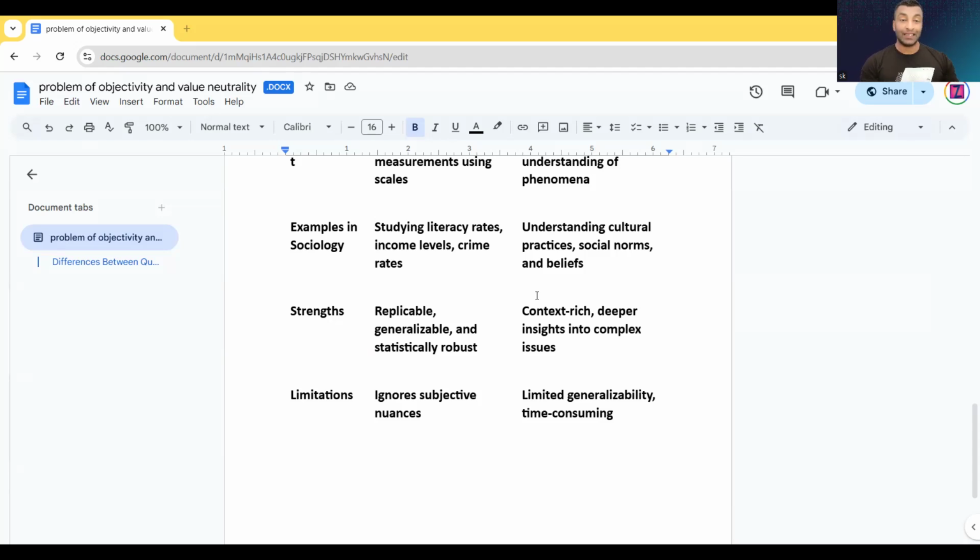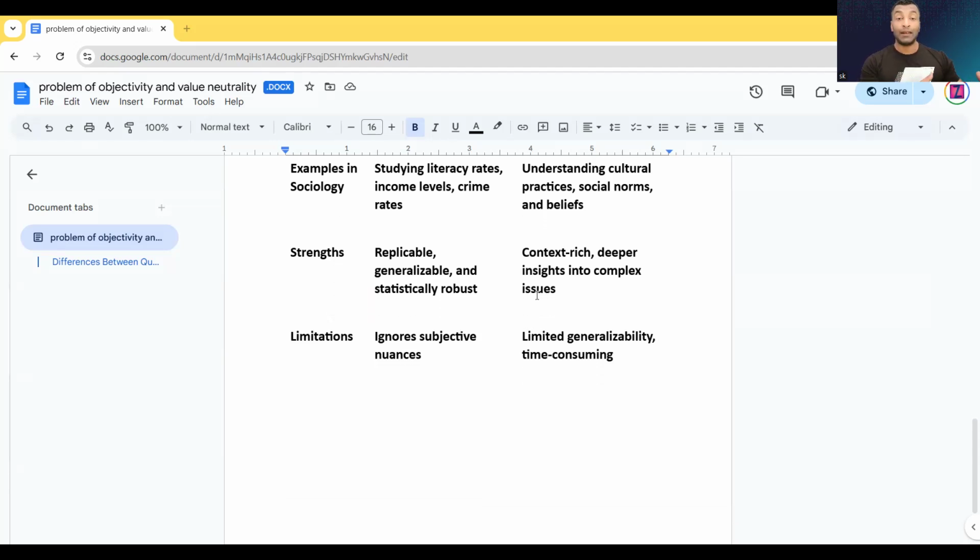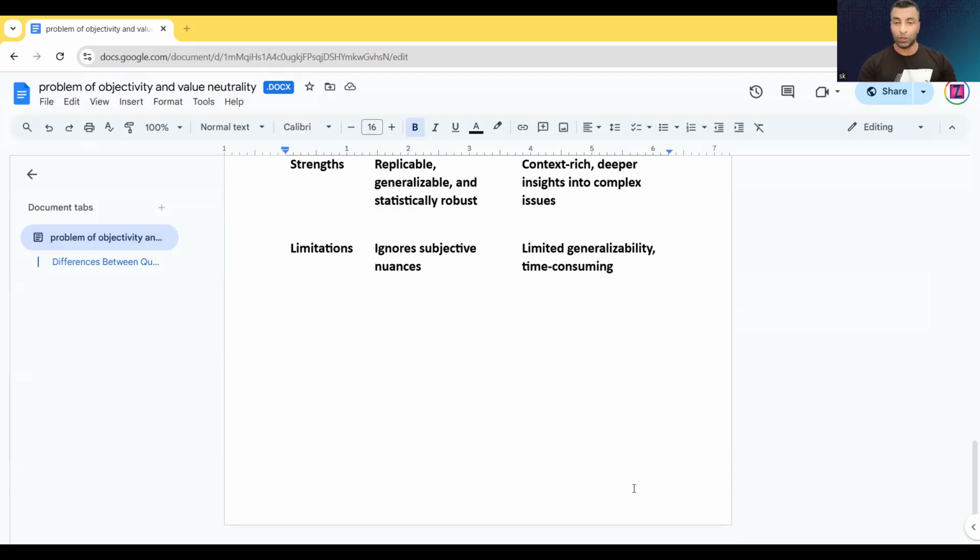Now, if you look at the strengths, the advantages: replicable and generalizable, and statistically good, actually more reliable, right? Valid also, and universally applicable. That is quantitative. Qualitative is again based on context, and you will get deeper insight into complex issues. Now, limitations: one, it ignores the subjective interpretation. The other, lack of generalizability, time consuming, a lot of effort, resources, and all those things.